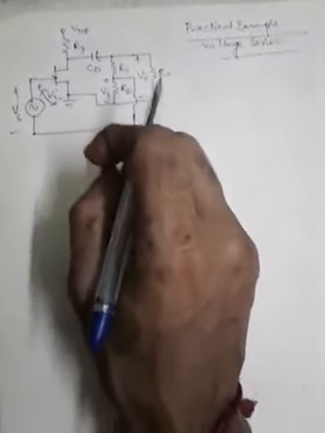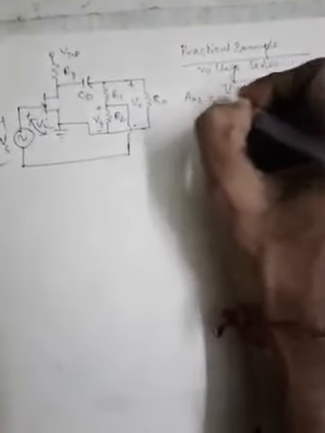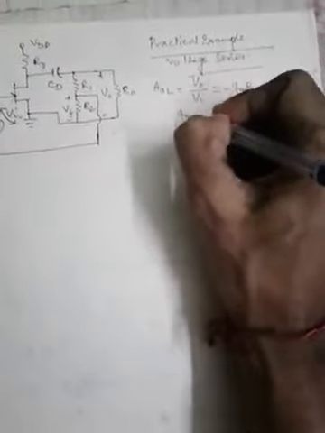Now without feedback, the amplifier gain in open loop is given by AOL equals VO by Vi. This is very simple, and the gain for the FET amplifier is minus GM RL, where GM is the transconductance and RL is the connected load here, which is RO, you can see from the diagram.